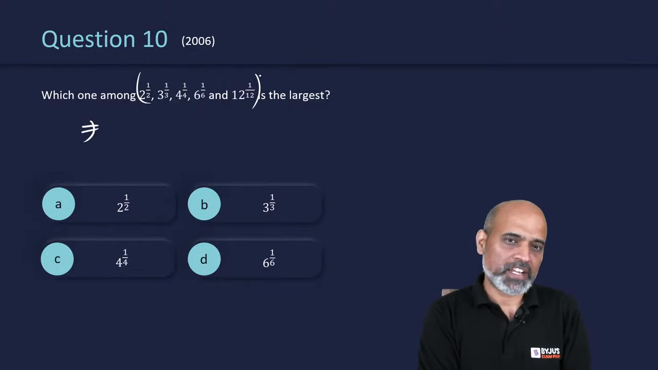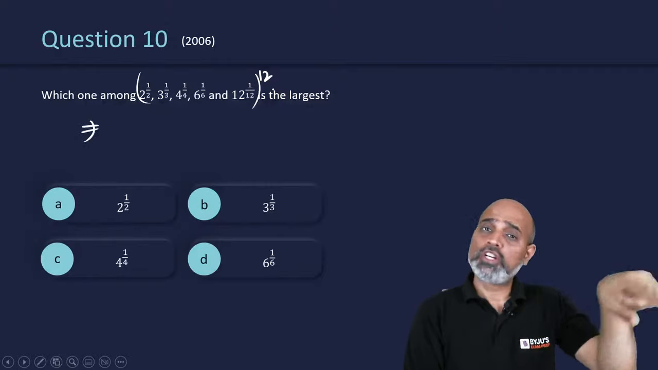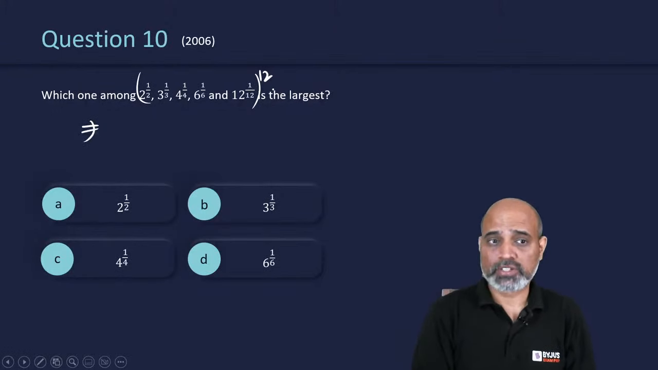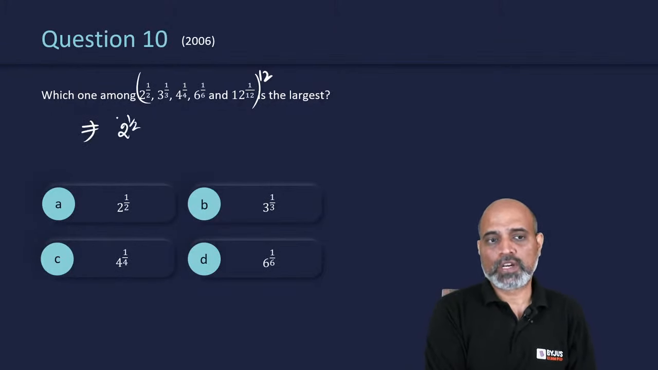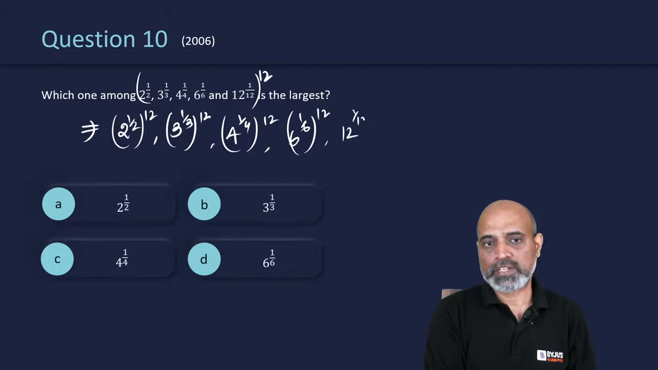If we pay attention, if we give 12, those all denominators from the powers will vanish. So the first one will become 2 to the 1 by 2 whole to the power 12. Next one will become 3 to the 1 by 3 whole to the power 12. Next one will be 4 to the 1 by 4 to the power 12. 6 to the 1 by 6 whole to the power 12. And 12 to the 1 by 12 whole to the power 12.